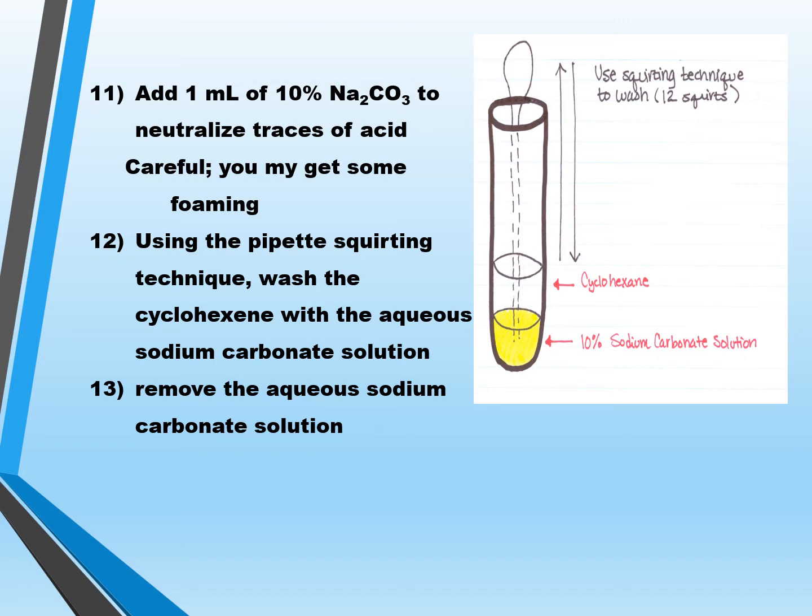And then add 1 milliliter of 10% sodium carbonate to neutralize trace acids, and do the washing with this solution using the curling technique, for about 12 squirts, just by drawing the solution in and out. And finally remove the sodium carbonate solution and proceed to the next step.